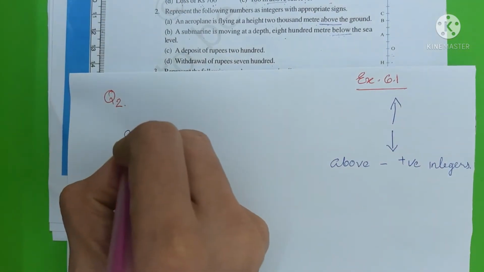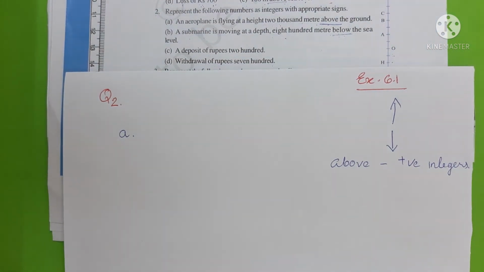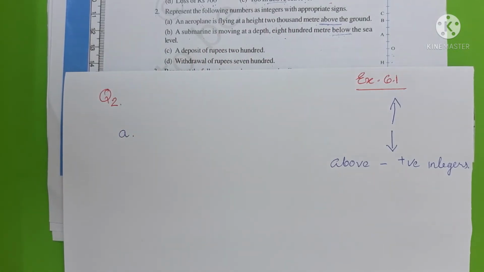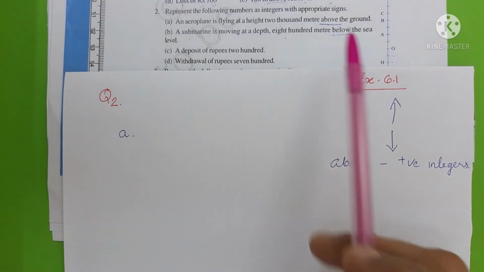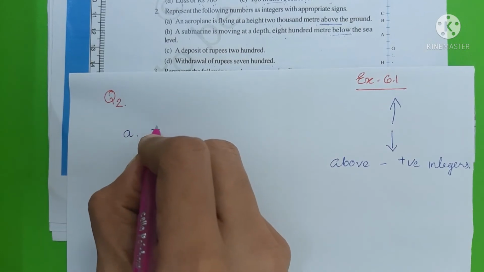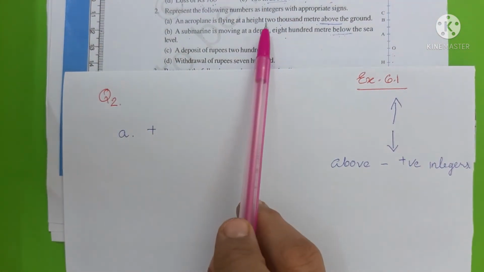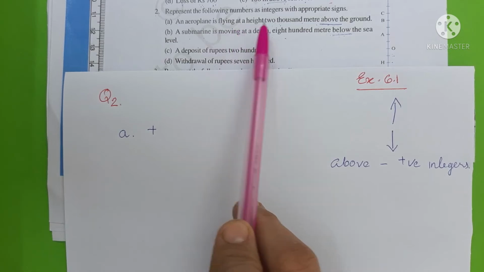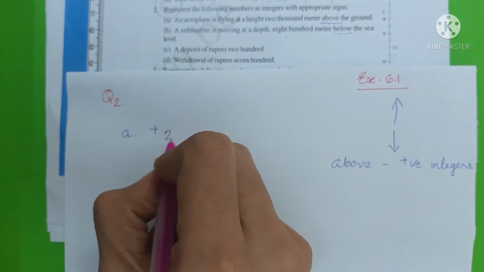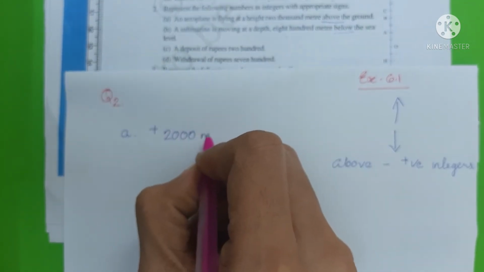So, question number A is a positive integer representing sentence. So, how can we find it easily? We can identify the keyword from the sentence. Then we can easily go to the answer, right? So above indicates positive integer. So the sign is plus. Then we can find the number. The aeroplane is flying 2000 meter. So the digit is 2000 meter.